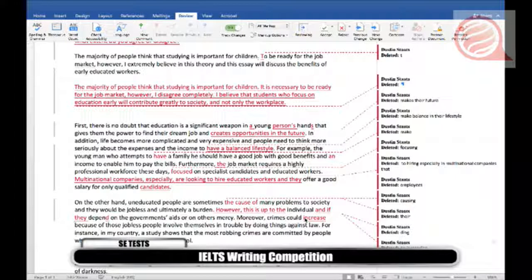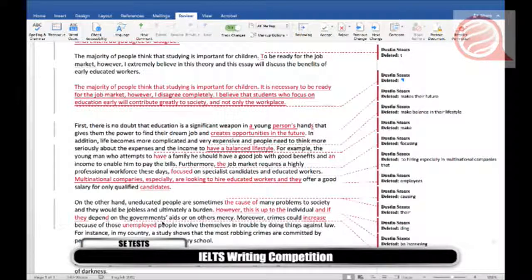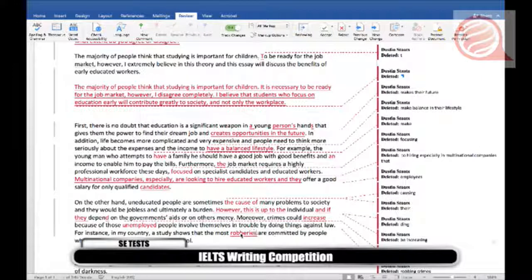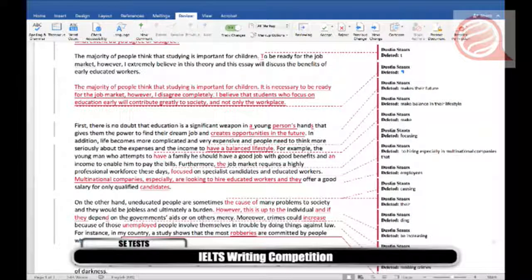Those jobless people involve themselves in trouble by doing things against the law. So we actually want to change unemployed because this is more formal for an essay writing instead of jobless. For instance, in my country, a study shows that most robbing crimes, so robbing crimes are actually just called robberies, are committed by people who barely finish their secondary school. We might need to be clear here because you cannot barely finish school. You either don't or you do.